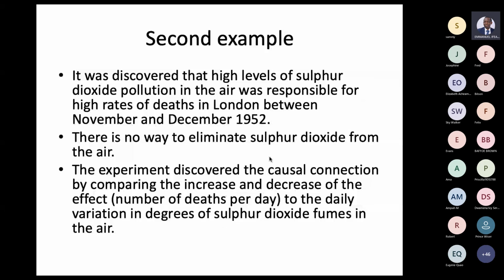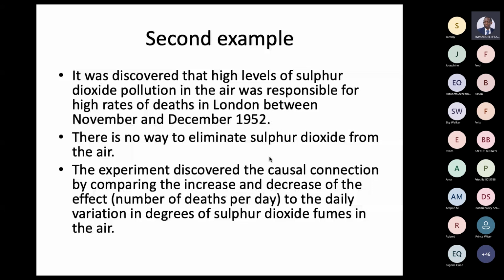Second example, it was discovered that high levels of sulfur dioxide pollution in the air was responsible for high rates of deaths in London between November and December 1952. Now, there's no way to eliminate sulfur dioxide from the air. So the experiment discovered the causal connection by comparing the increase and decrease of the effect, which is the number of deaths per day, to the variation in degrees of sulfur dioxide in the air.